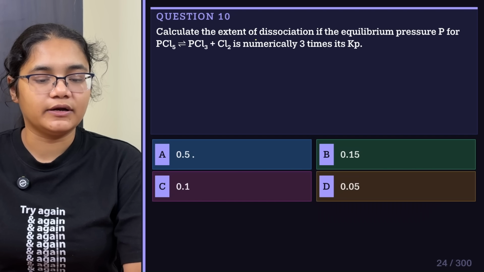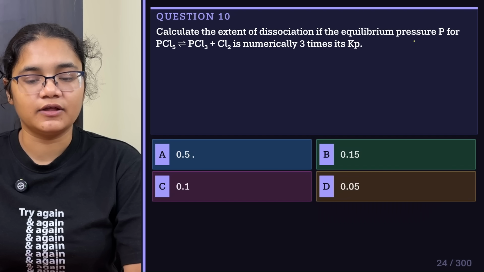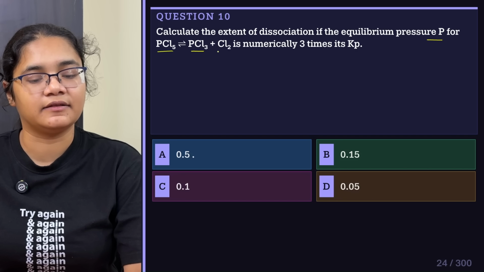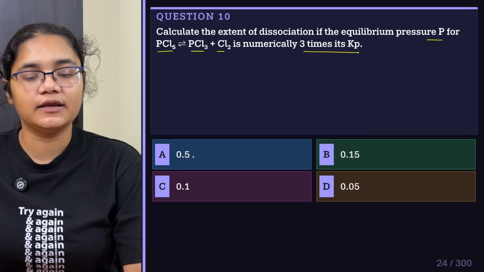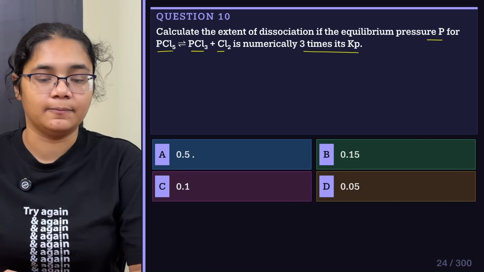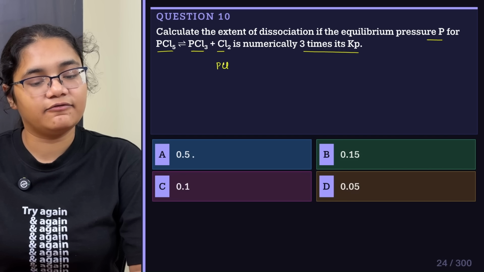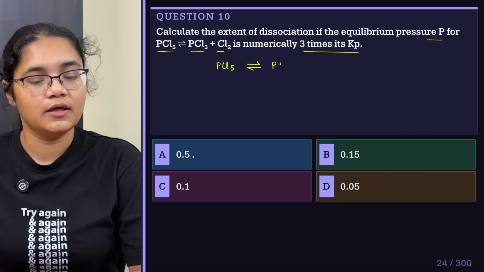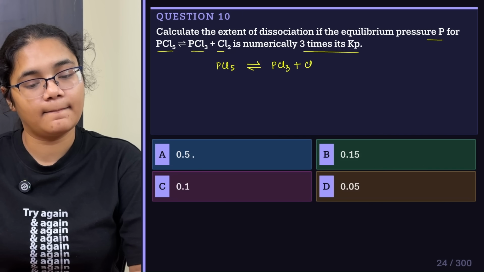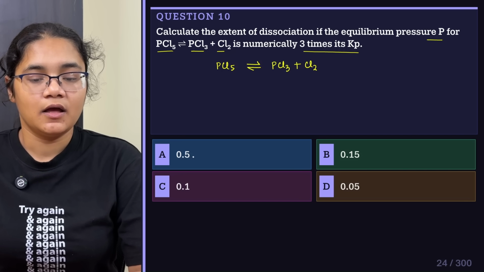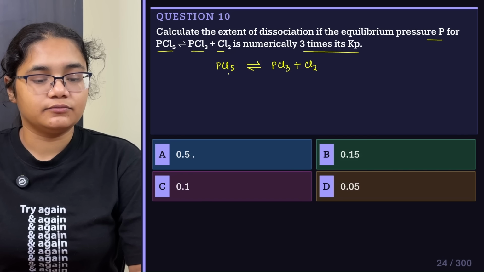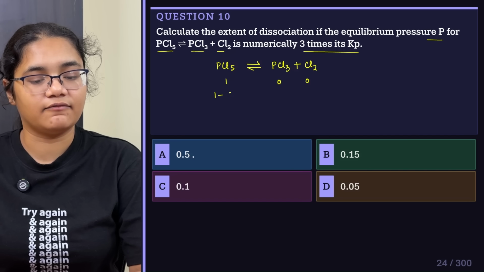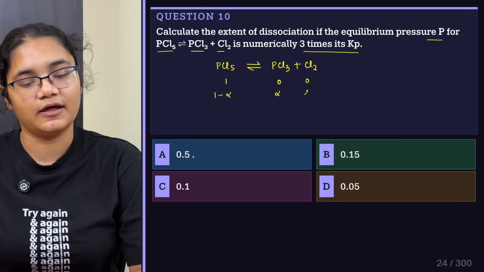Next, we have to calculate the extent of dissociation if the equilibrium pressure P for PCl5 giving PCl3 plus Cl2 is numerically equal to 3 times Kp. Okay, so PCl5 is there, it is decomposing to give you PCl3 plus Cl2. Now what we can do, let's assume that this is 1, this is 0, this is 0. Then we will have 1 minus alpha, this is alpha and this is alpha.